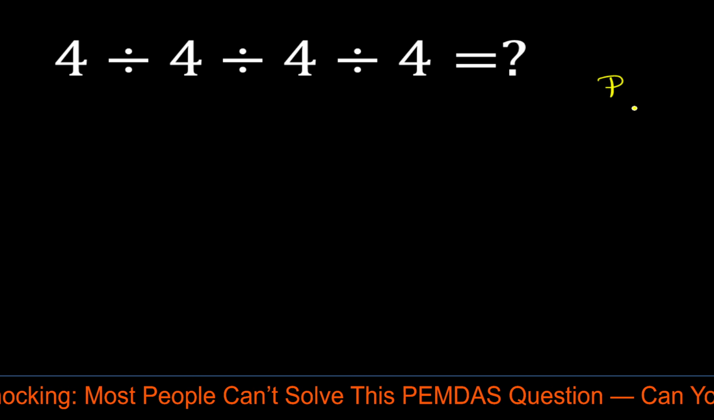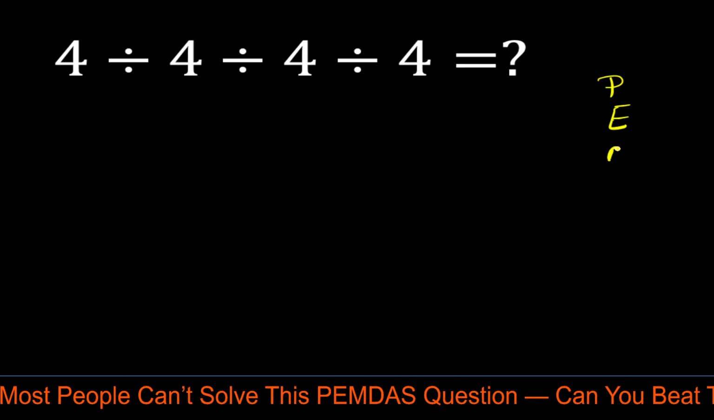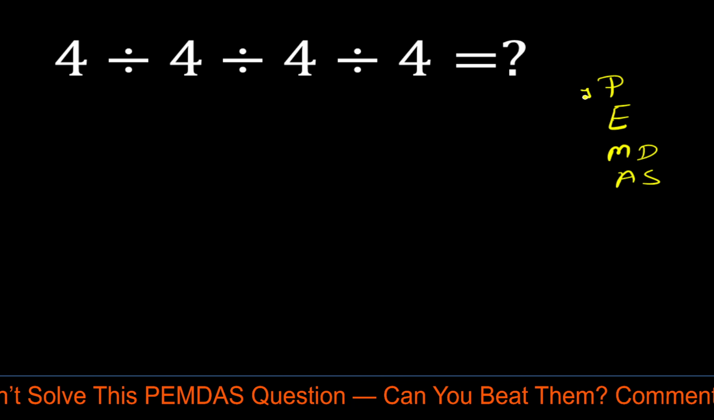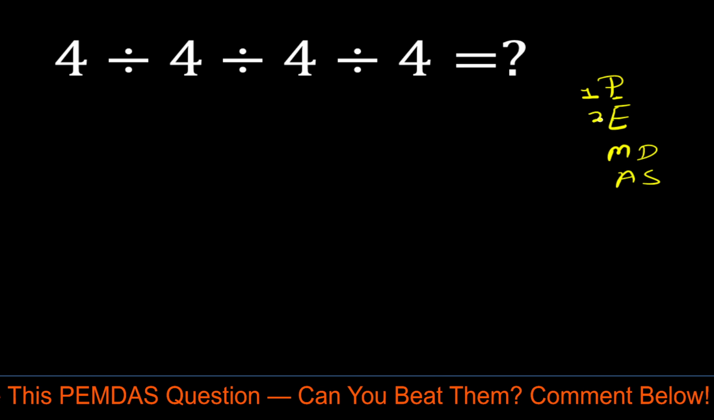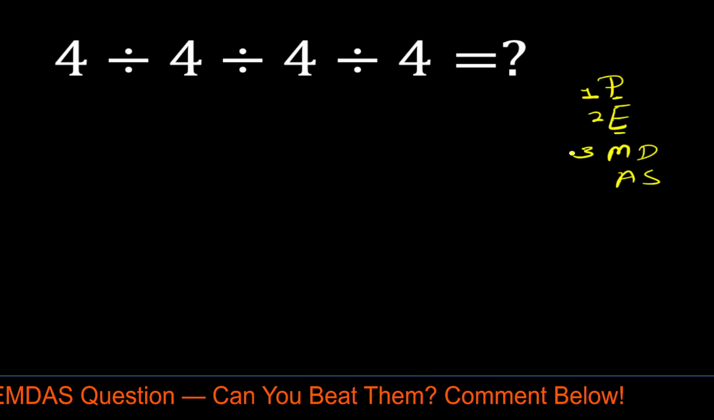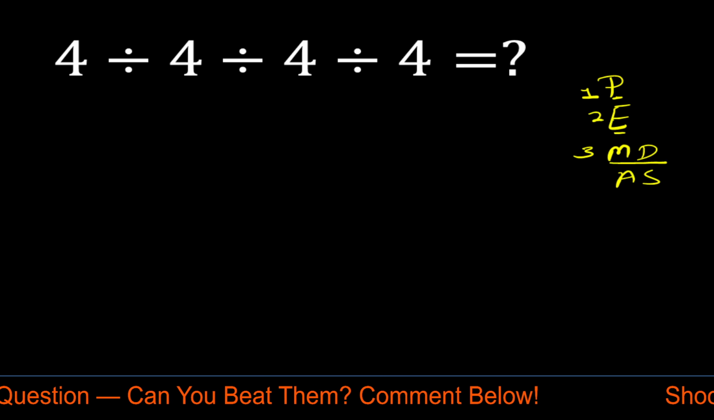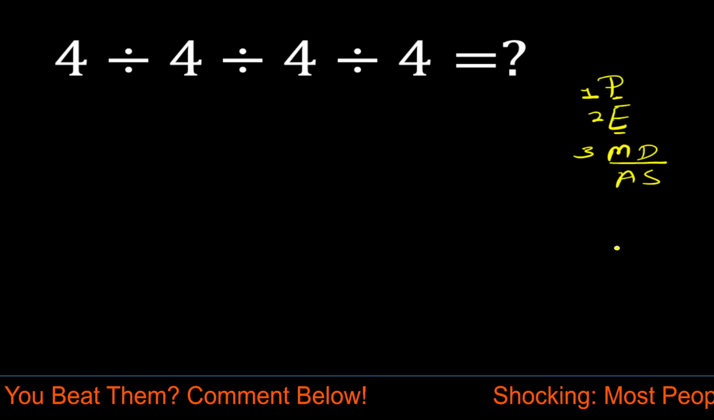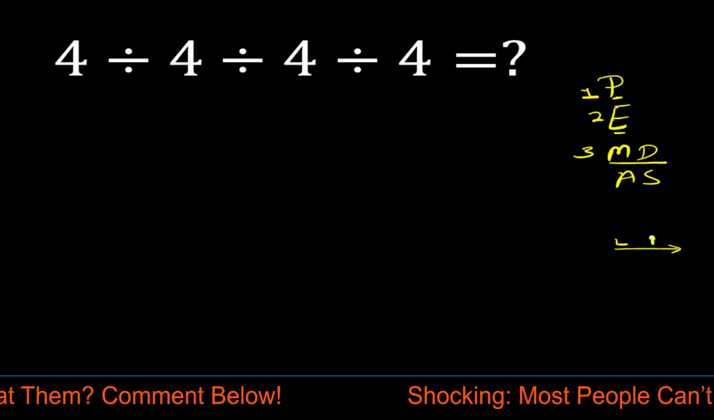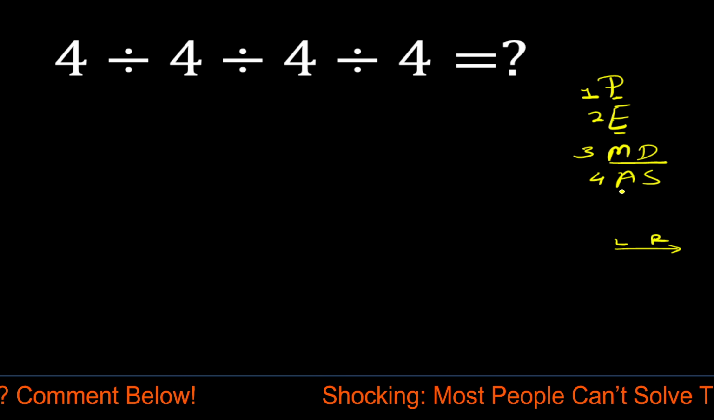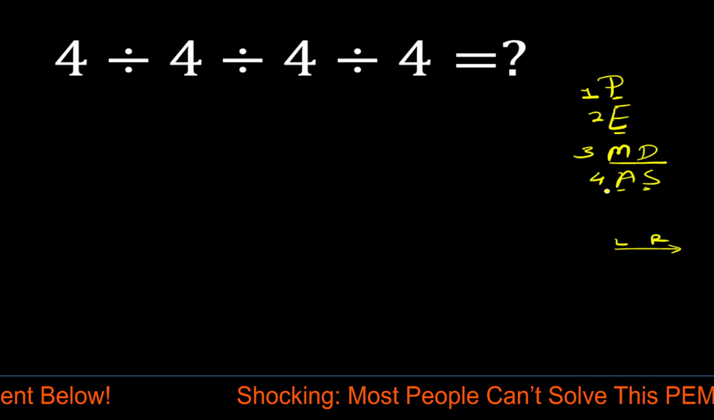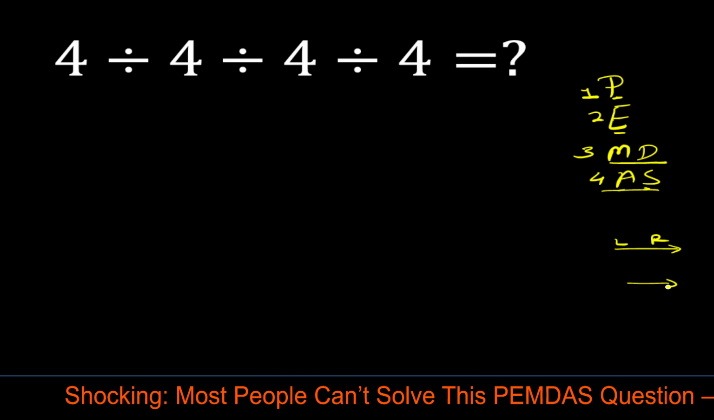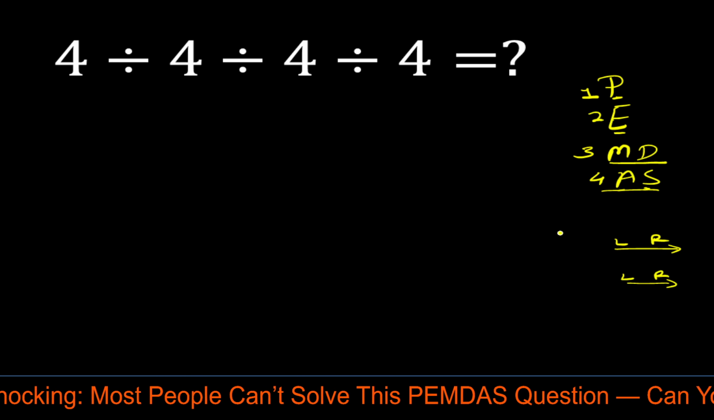So PEMDAS, P-E-M-D-A-S. According to the PEMDAS rule, first priority is parenthesis, then second priority is exponents, then third priority is multiplication and division. Here multiplication and division both have equal priority, so we have to solve it from left to right. Then fourth and last priority is addition and subtraction. Also addition and subtraction both have equal priority, so we have to solve it from left to right.